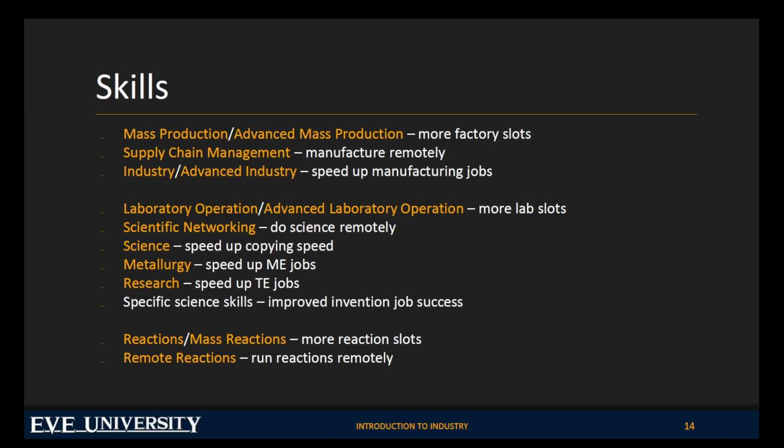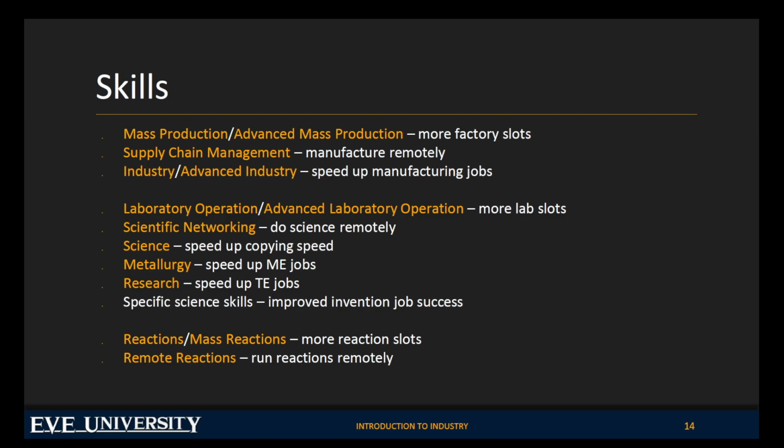You have scientific networking, which allows you to do your science remotely. Science will speed up your copy speed. Metallurgy speeds up your material efficiency. Research increases your time efficiency, research speed, and then you also have a bunch of different specific science skills that you can train to get higher chances of success on your invention jobs.